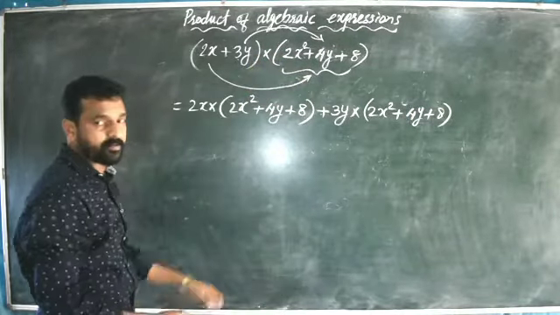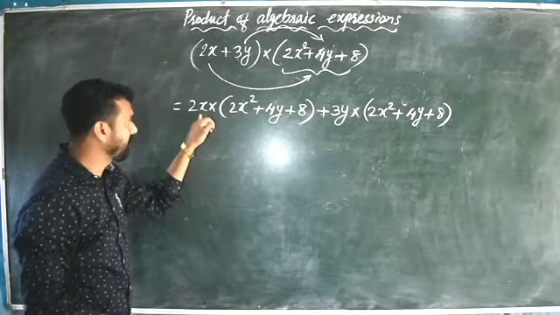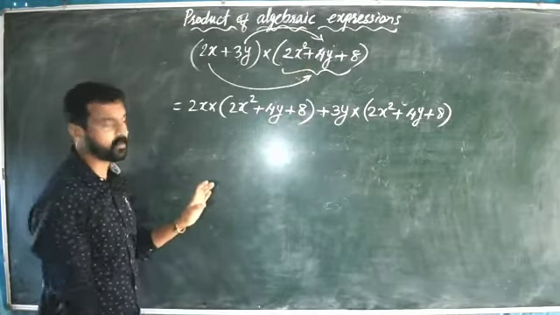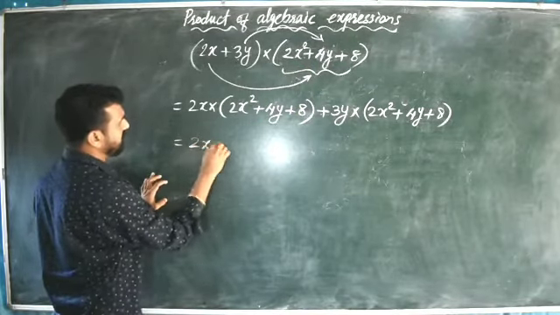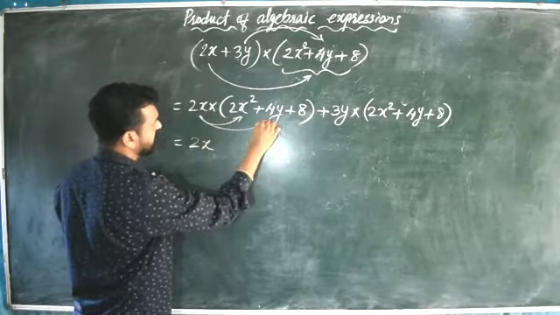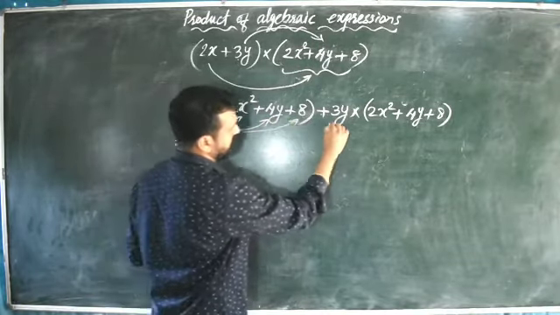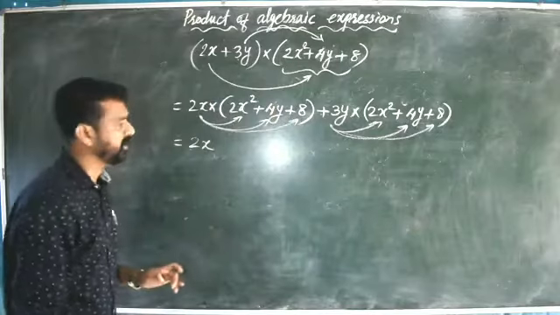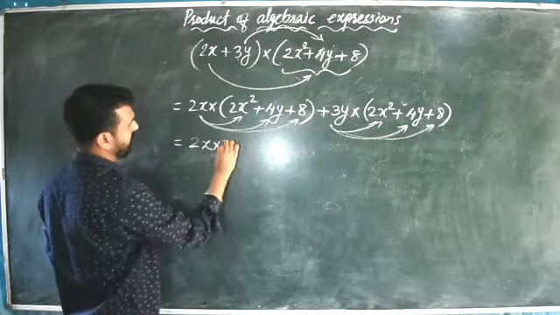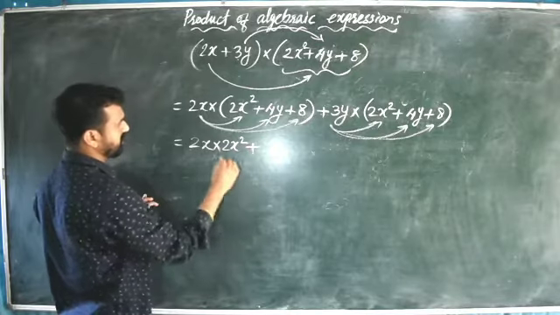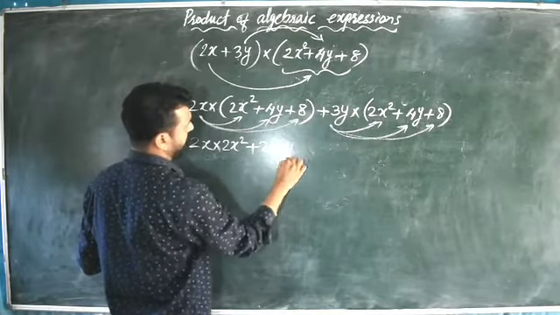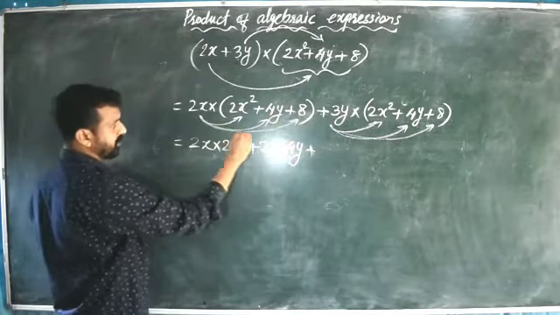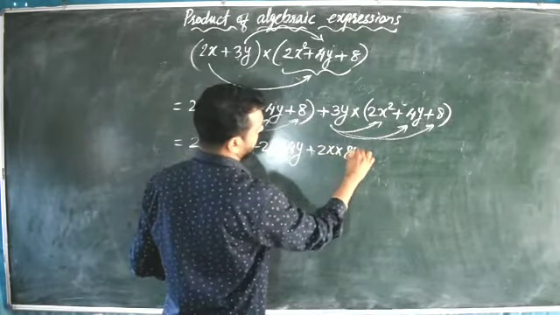Now multiply this. Now this one we have already studied, how to multiply a monomial into a trinomial. Monomial into each term of that trinomial we have to multiply, that much only. That is equal to 2x into 2x square, 2x into 4y, 2x into 8. Here also same, 3y into 2x square, 3y into 4y, 3y into 8. That we have to multiply. Now multiply 2x into first term 2x square. After that plus 2x into 4y, plus again one more time 2x into 8.